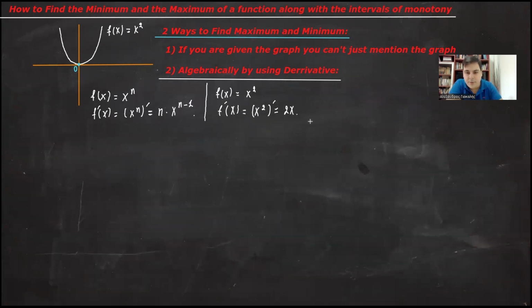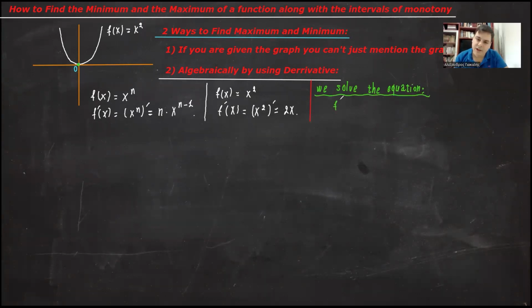Now, in order to find the maximum or the minimum, you need to remember that at the points where we have a maximum or a minimum, we have horizontal tangent lines. If you have a horizontal tangent line, this means that the derivative at this coordinate is equal to 0. So we solve the equation f prime of x equals 0. This means that 2x is equal to 0. Divide both sides by 2. This means that x is equal to 0.